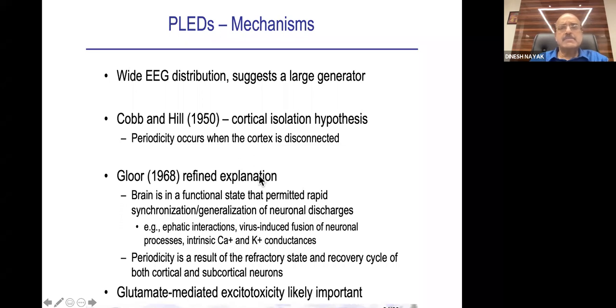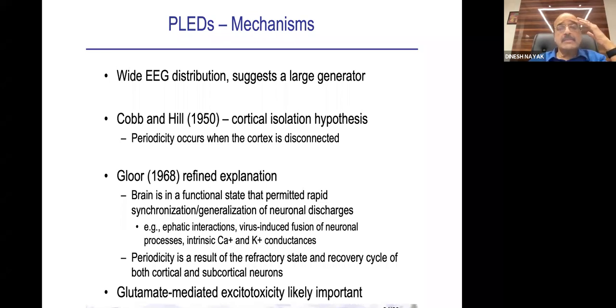So there are a lot of mechanisms. The most important mechanism is that there's an acute injury. The cortex is isolated from the subcortex. And the periodicity is because when the cortex gets discharged, it takes some time to recover before it generates the next discharge. So that is called the cortical recovery time.